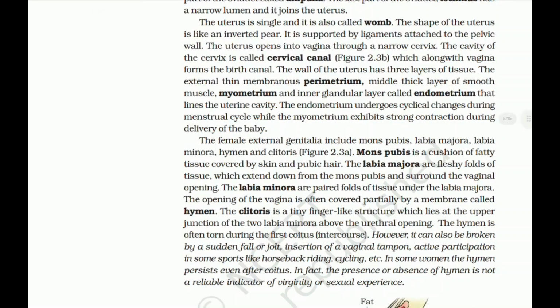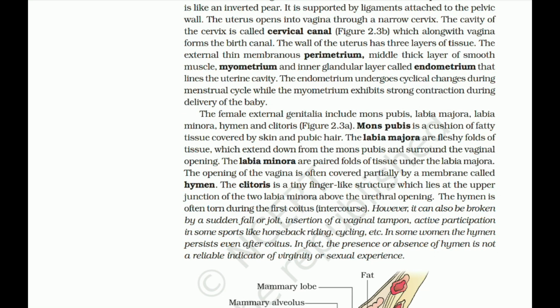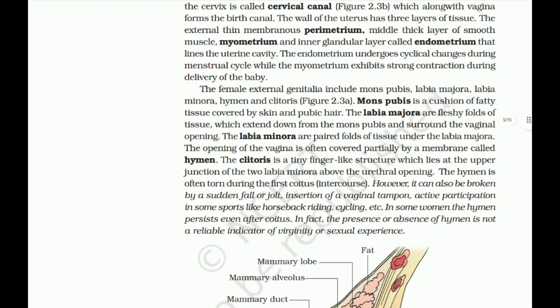The female external genitalia includes the mons pubis, labia majora, labia minora, hymen, and clitoris. Figure 2.3a: The mons pubis is a cushion of fatty tissue covered by skin and pubic hair. The labia majora are fleshy folds of tissue which extend down from the mons pubis and surround the vaginal opening. The labia minora are paired folds of tissue under the labia majora.